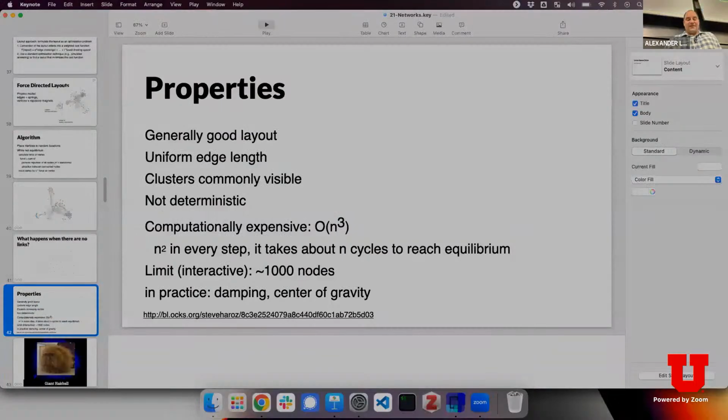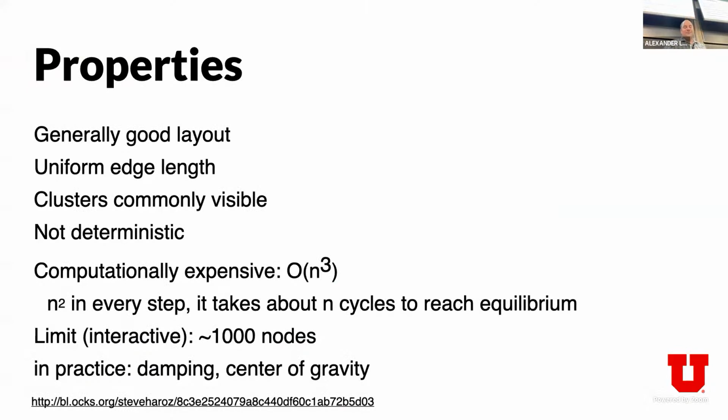Okay, so you've already seen my nice cat picture here. But first, I already talked about the computational complexity. So basically, a rule of thumb is that on a modern computer, you can run an interactive force-directed layout with about 1,000 nodes. In practice, you also need to implement things like damping or center of gravity, right? You want to keep your network on the screen, and you also have other attributes, as you saw when we looked at the D3 network layout.